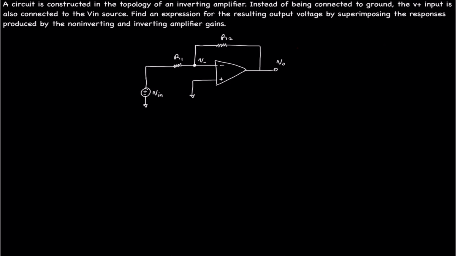So the first thing we need to do is modify the topology for that. Plus or minus, this is still V in, because instead of being connected to ground, it's connected to the V in source. To not get confused, I could call this V1 and this V2, but let's just leave it at V in. It makes more sense. We know that both are equal.